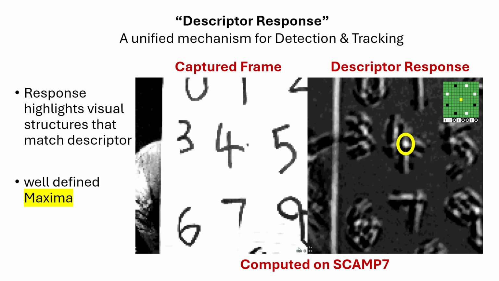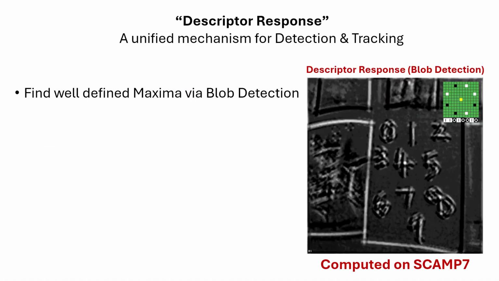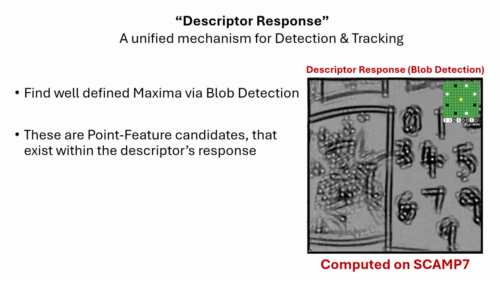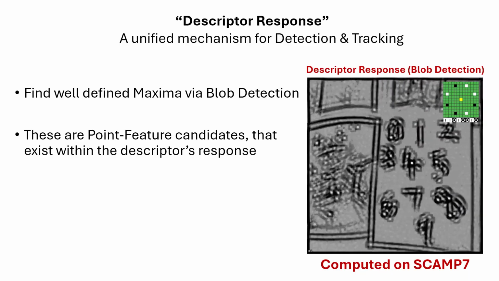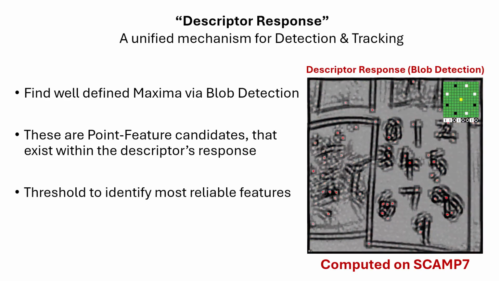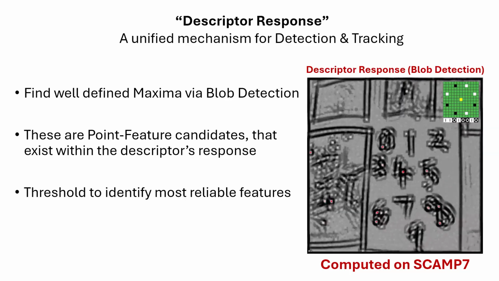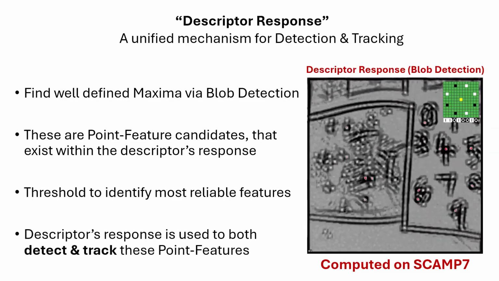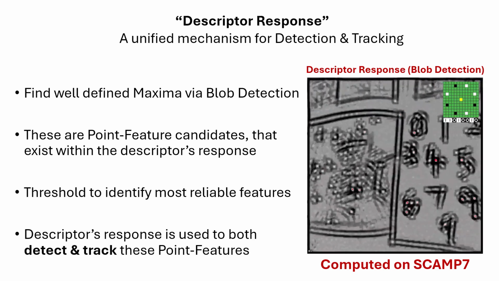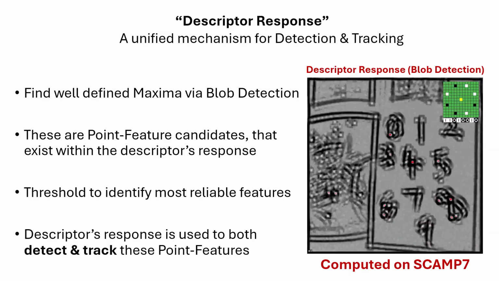And within this response map, there may exist well-defined local maxima, such as at the cross of the 4 highlighted here. We can pull out these well-defined local maxima by first performing blob detection, and then thresholding upon these blob detection results, pulling out the most reliable local maxima. And what these local maxima really are are point features that exist within the response of that specific descriptor. And detection and tracking of point features then comes down to essentially finding and following these local maxima within the descriptor response.